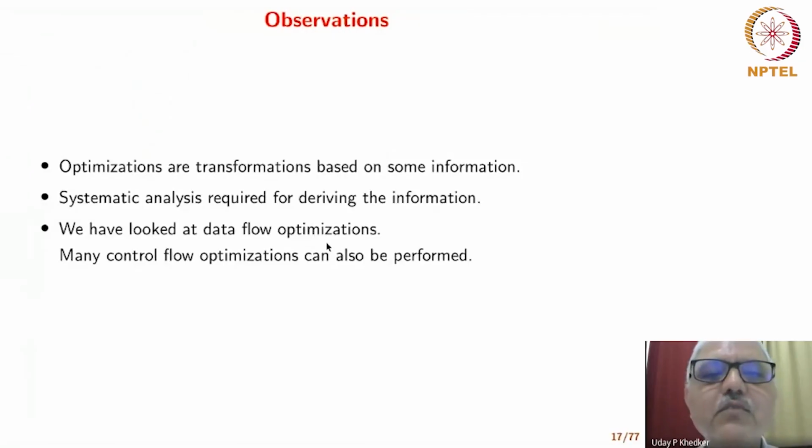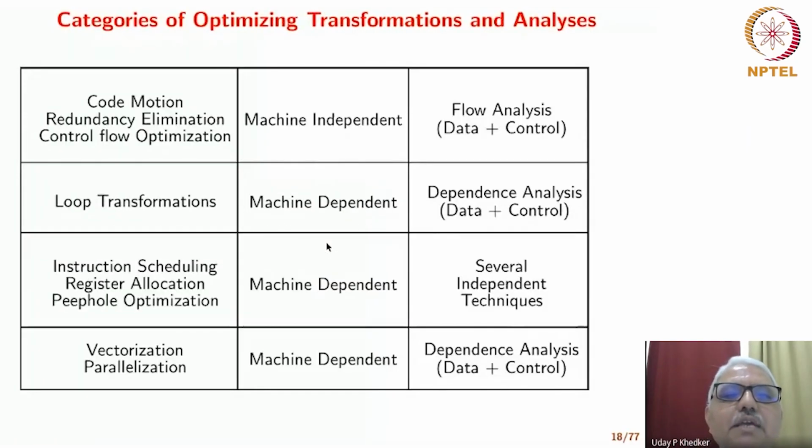So what do we observe? We observe that optimizations are transformations based on some information. We need systematic analysis to derive the information. We have looked at data flow optimizations. Many control flow optimizations can also be performed where we can simplify the control flow. In particular, the loop optimizations that Professor Krishna Nandivada considered are examples of control flow optimizations where you transform the loop in some way.